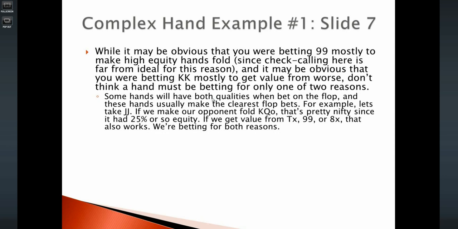For example, let's take pocket jacks. If we make our opponent fold king, queen off when we bet, that's pretty nifty since it had 25% or so equity against our hand. If we get value from 10x, 9s, or 8x, that also works. We're betting for both reasons.